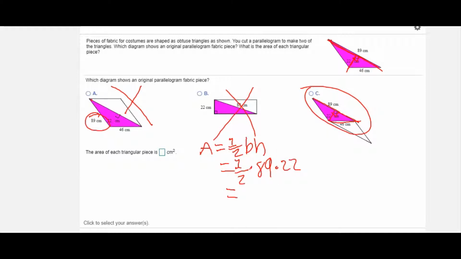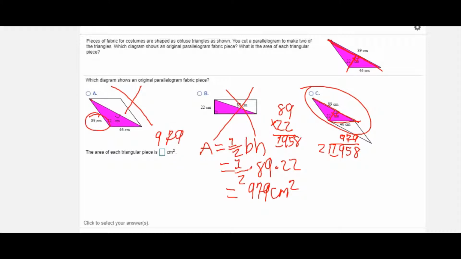So you would find 89 times 22, and you will get 1,958, and you will have to divide that by 2, which is also the same as multiplying by 1/2. And your answer will be 979 centimeters. So that will be what you will put here. And that's it. Thank you.